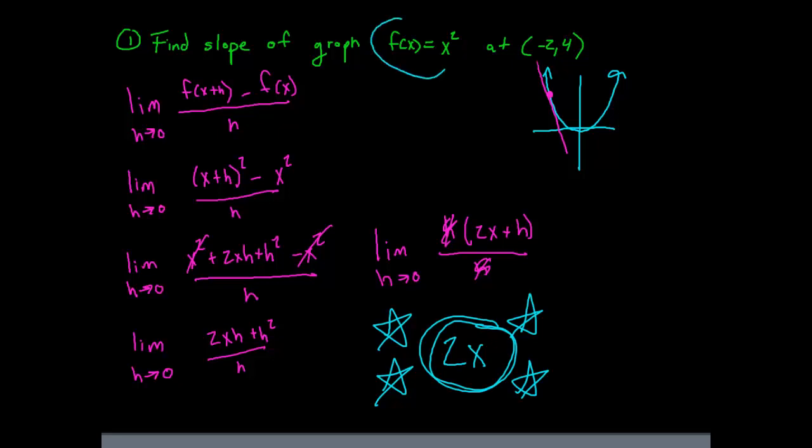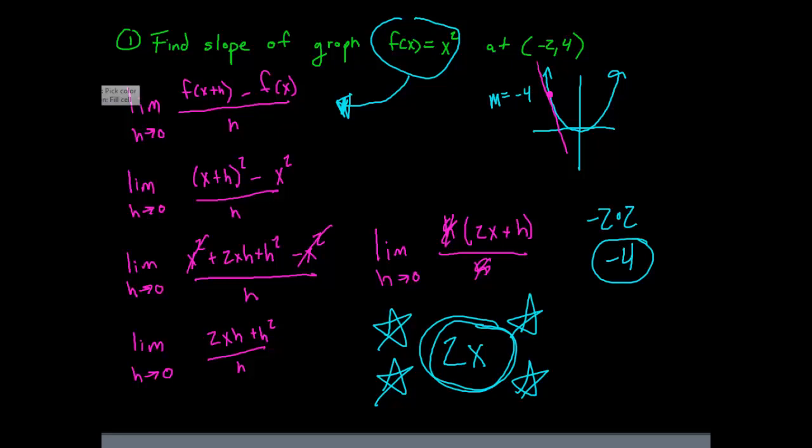Here's my function. By finding this limit right here, I am finding a formula for the slope of the tangent line. So now, what is the slope of this tangent line at negative 2 comma 4? Well, the formula is 2 times x. According to this point, x is negative 2. So 2 times negative 2 is negative 4. So the slope of that tangent line is negative 4.